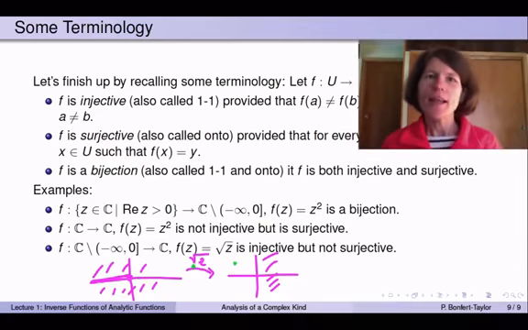So that's enough for today. Next up are conformal mappings, Mobius transformations, and looming in the distance, the Riemann mapping theorem.